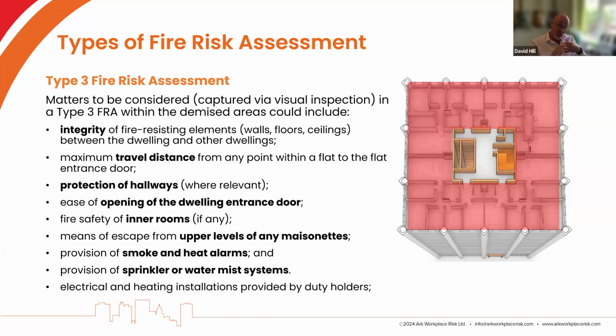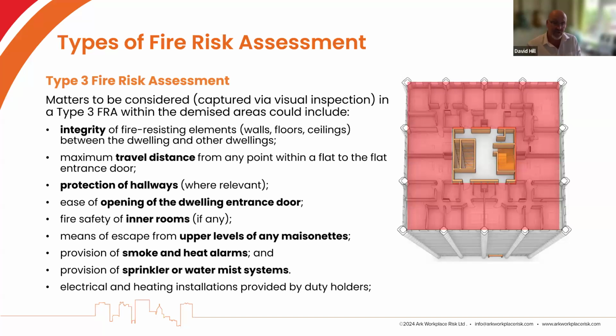We are looking to make sure the maximum travel distances from any point within the flat are in accordance with the design and the approval, that the hallway, if it needs to be protected, is protected, that the openings, the door to the entrance, is easy to open, that the safety of inner rooms is satisfactory, that the means of escape arrangements from any upper levels in things such as maisonettes are in place. And then we've got the equipment side of it, to make sure that smoke and heat alarms are there and sprinkler and mist systems are there.